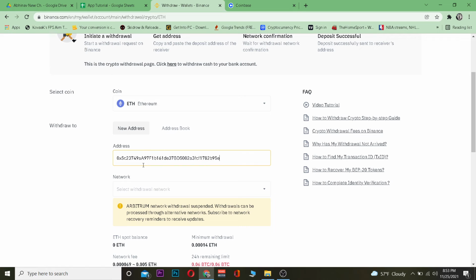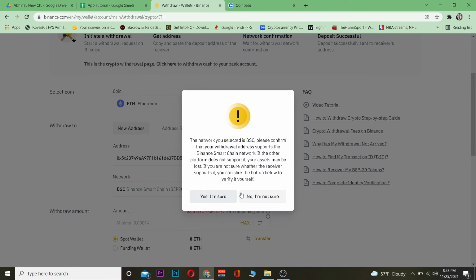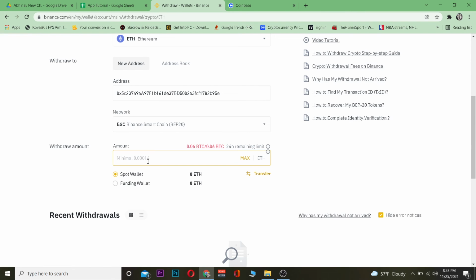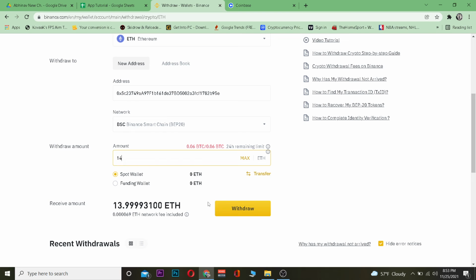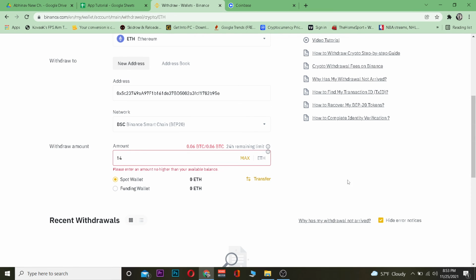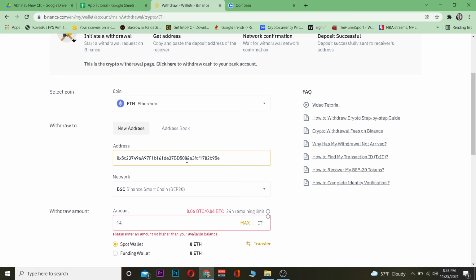And as I said, paste the wallet address of Ethereum. If you paste any other wallet address, your crypto is going to get lost. And choose the network. After you do that, just enter the amount of Ethereum or the amount of crypto you want to transfer and click on Withdraw. And the crypto which you chose over here will be transferred to that wallet address.